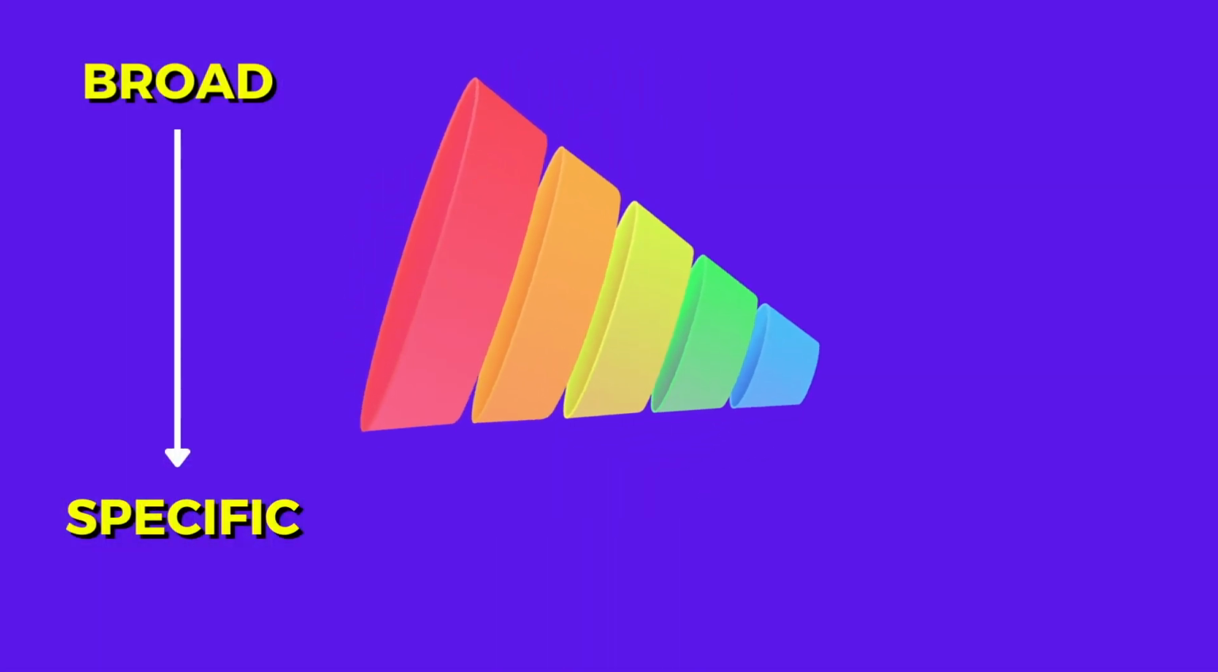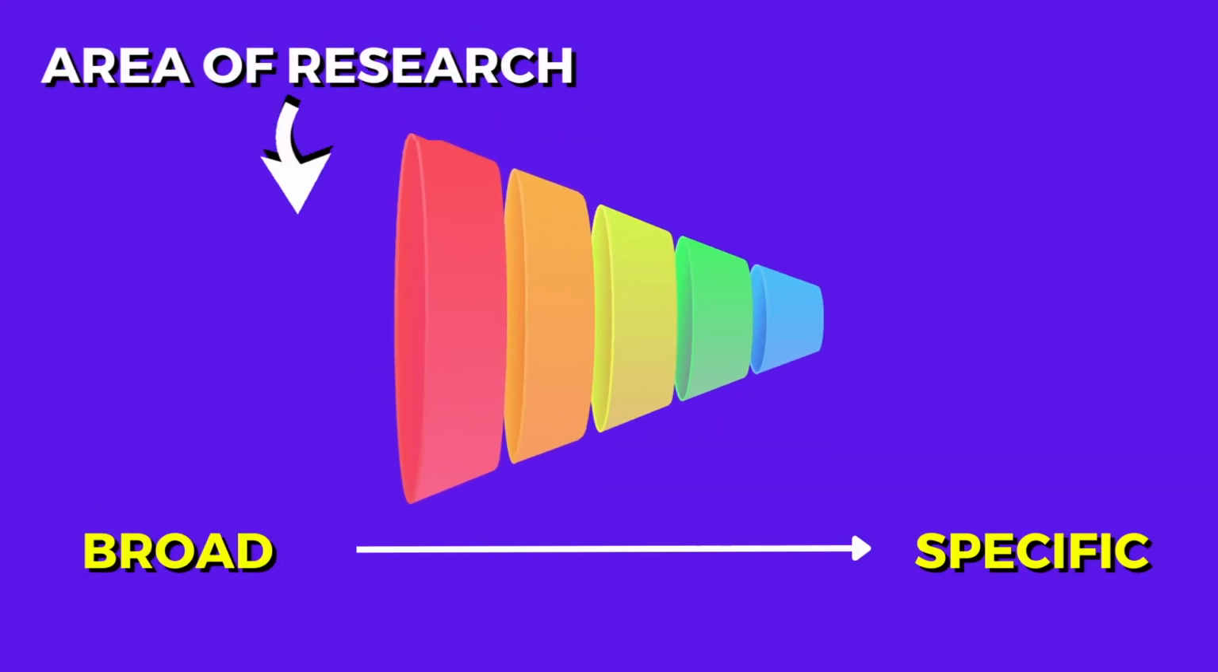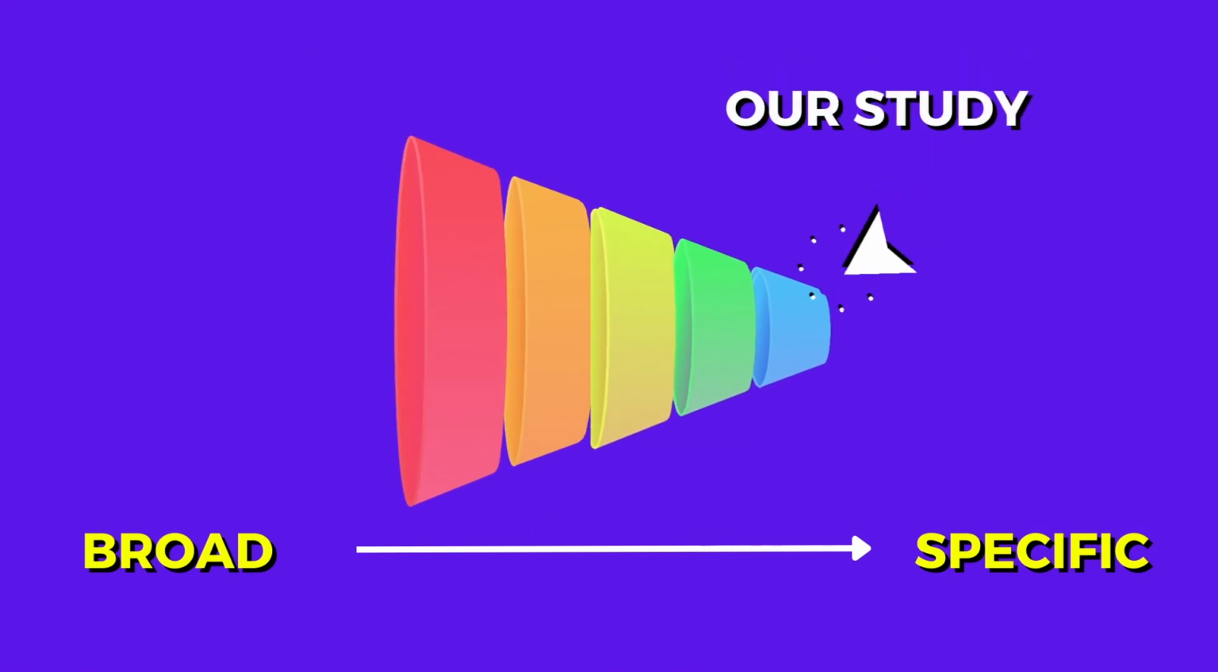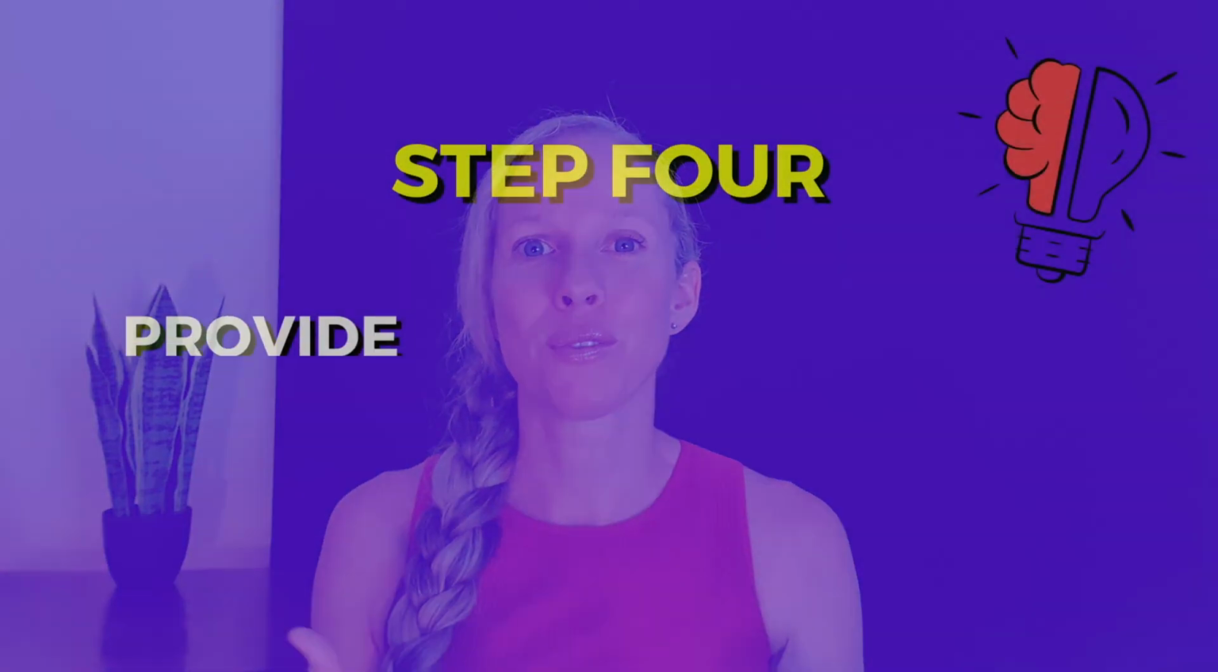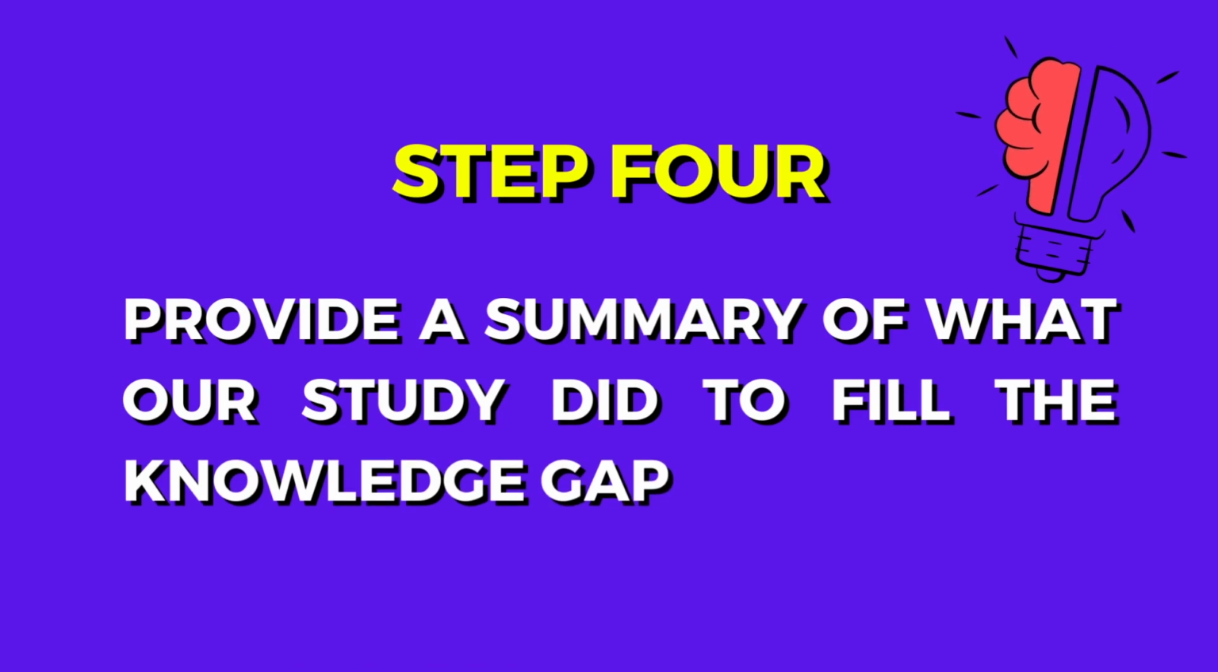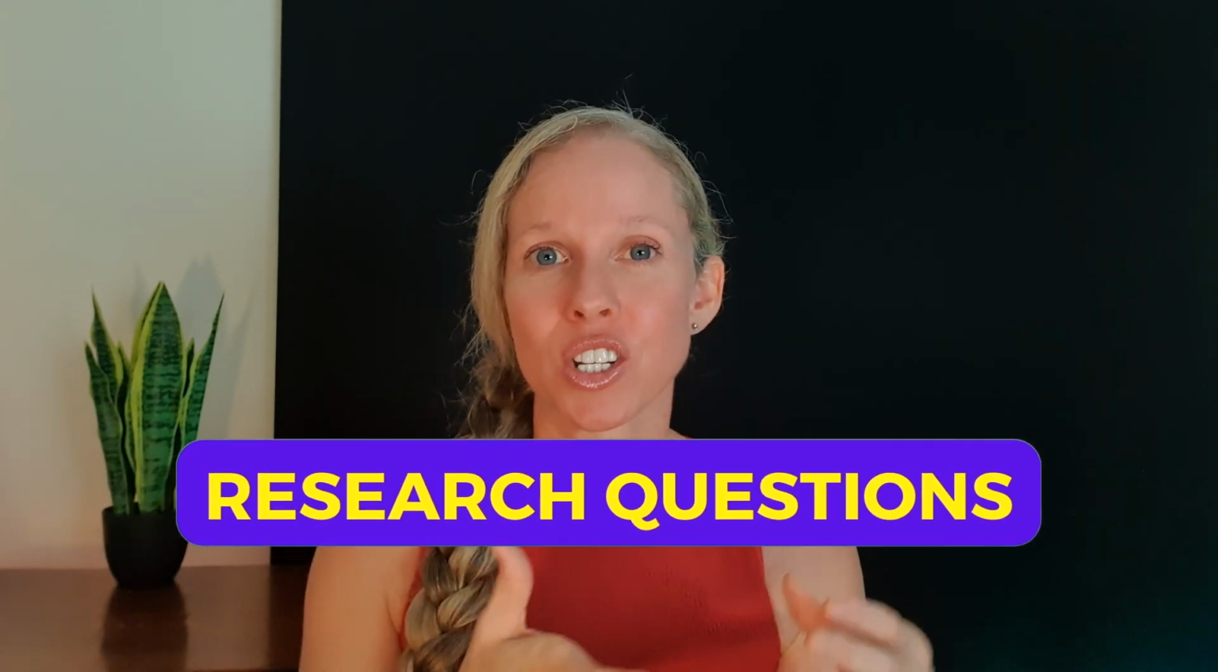And this is also where our introduction begins to get more specific, because in the beginning we're writing about our area of research, but now we're moving towards writing about our specific study. Step 4 is to provide a summary of what our study did to find that information out. And this should immediately link back to identifying why it's important to fill that knowledge gap. And we can do this by clearly stating our aims, research questions, and hypotheses.